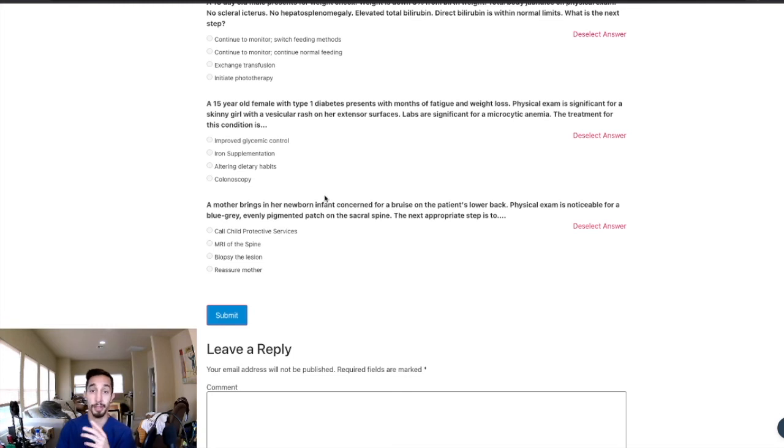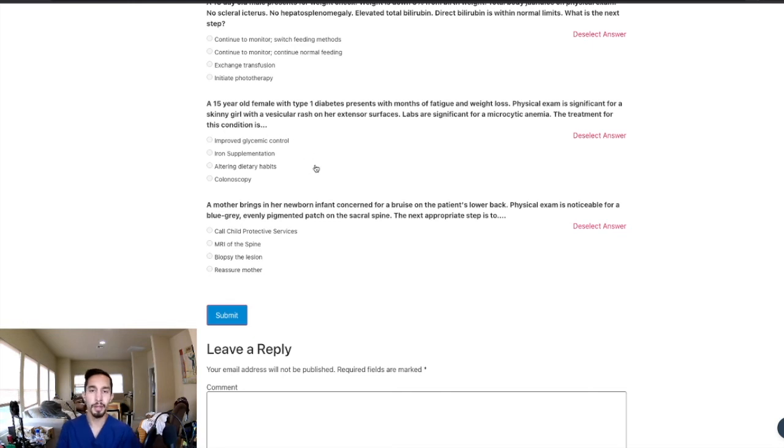So just to summarize, because that's a lot. You have a 15-year-old, she already has diabetes, but now she's more fatigued. She has some weight loss. She's skinny. She's got this rash. And she has microcytic anemia. So initially you might be thinking, oh, she has diabetes, this is probably a diabetic complication, but there's a lot of stuff here, and I'm not sure everything can be explained by diabetes.